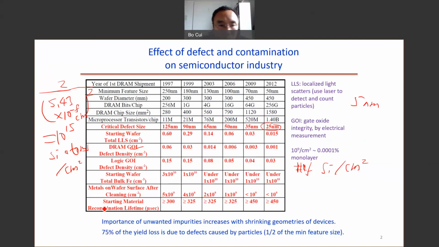Then the recombination lifetime. What is recombination? This is an electron and this is a hole. When they come together, this is called recombination. Usually when there is impurity, electrons and holes will recombine more easily. So if the lifetime is higher, that means we have less impurity.